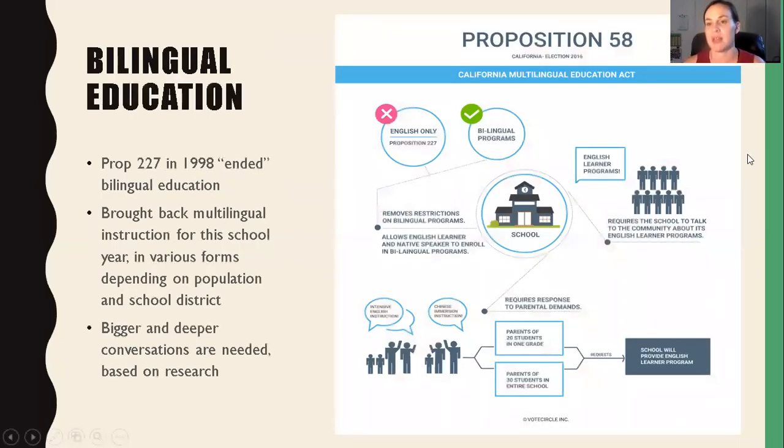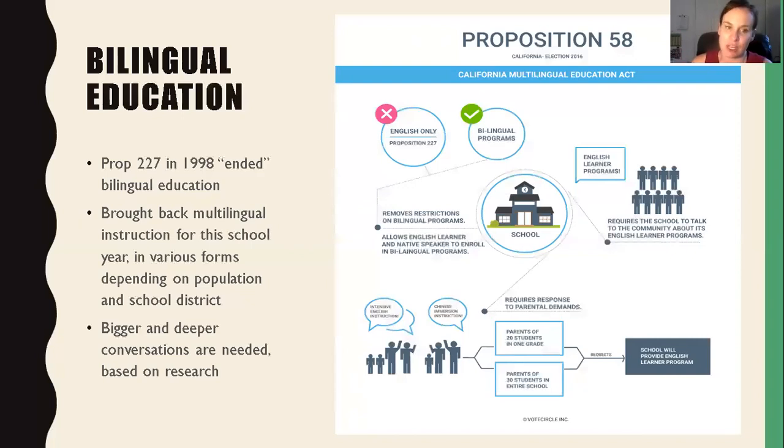Then there's bilingual education, as we know it in formal education. So I remember Prop 227 in 1998 because I was 17, almost 18 years old. So I was in high school when it happened. And it ended bilingual education. So it really kind of said that there was a lot of English only instruction and things like that. And it kind of removed restriction. So what we have now in 2016 with Prop 58 is multilingual instruction.